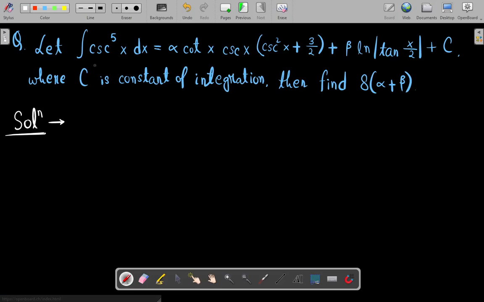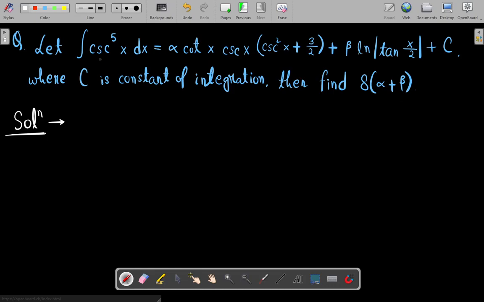Hello everyone. In this question we are asked to find the integral of cosec to the power 5x dx. We are given that this integral is equal to alpha times cot x times cosec x times (cosec square x plus 3 by 2) plus beta times ln of mod tan x by 2 plus c. We are asked to find these two constants, alpha and beta, and then find the value of 8 alpha plus 8 beta.